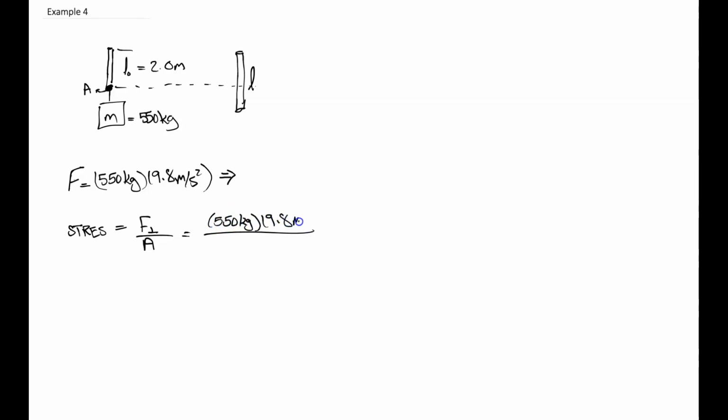So if we plug these values in, we have 550 kilograms times 9.8 meters per second squared over the cross-sectional area, which is 0.30 times 10 to the minus 4 meters squared. Remember, we have to change the area from centimeters to meters. This will give us a tensile stress of 1.8 times 10 to the 8th. This is a Newton per meter squared, which is also known as a Pascal. So you can think of the stress as the amount of pressure that is felt.